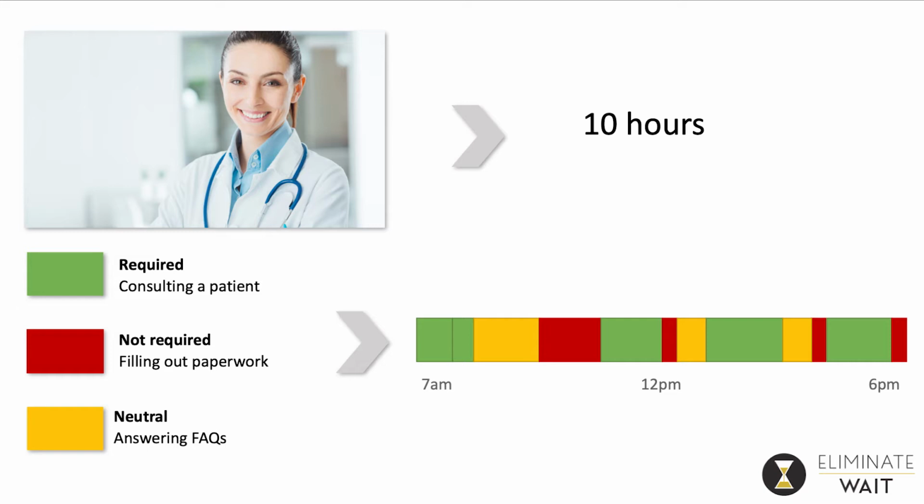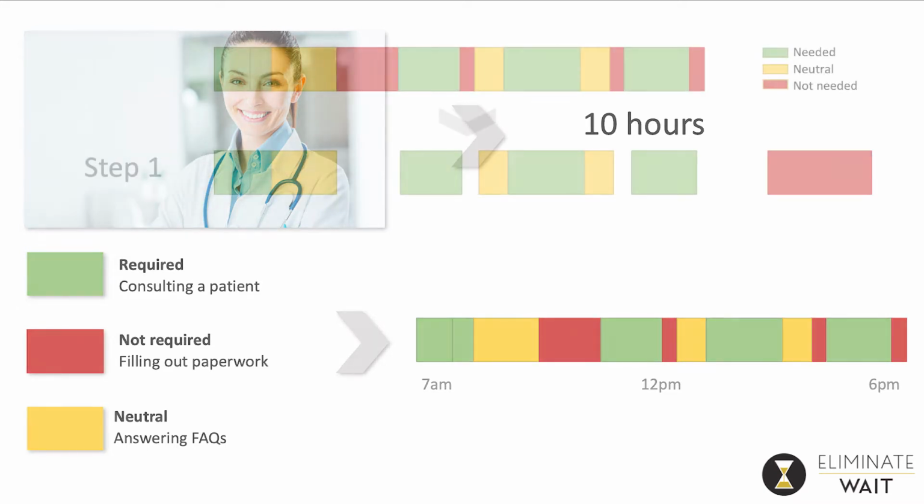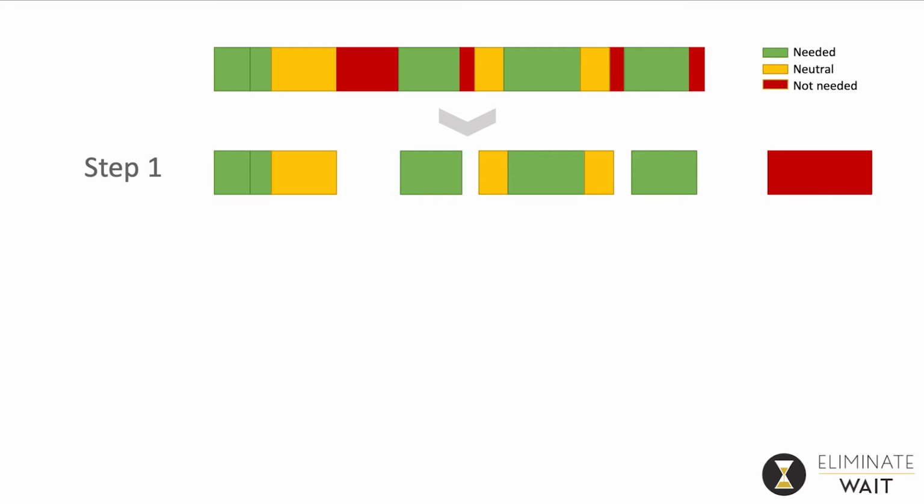Now that she has the data, she sees that a significant portion of her time is spent in those red or yellow areas. So her first thing that she does is she reallocates all of the not required tasks to others or moves them offline. Her assistant will take all patient information. She will wait to prep charts until after work hours.